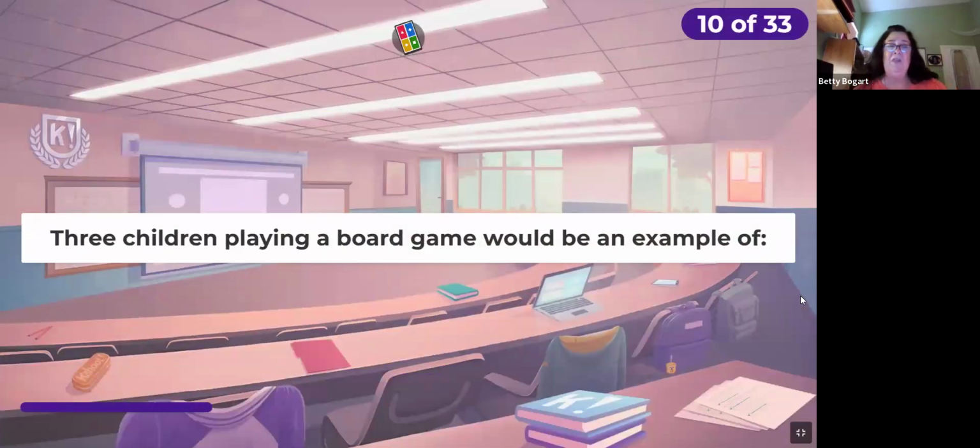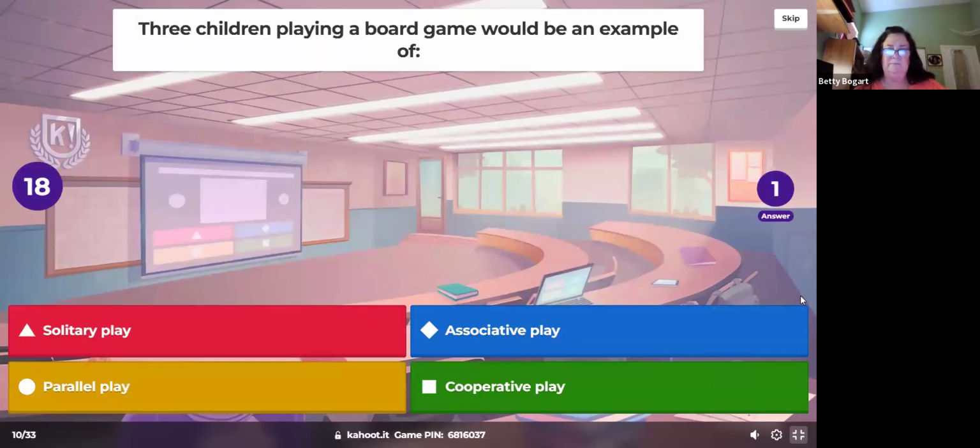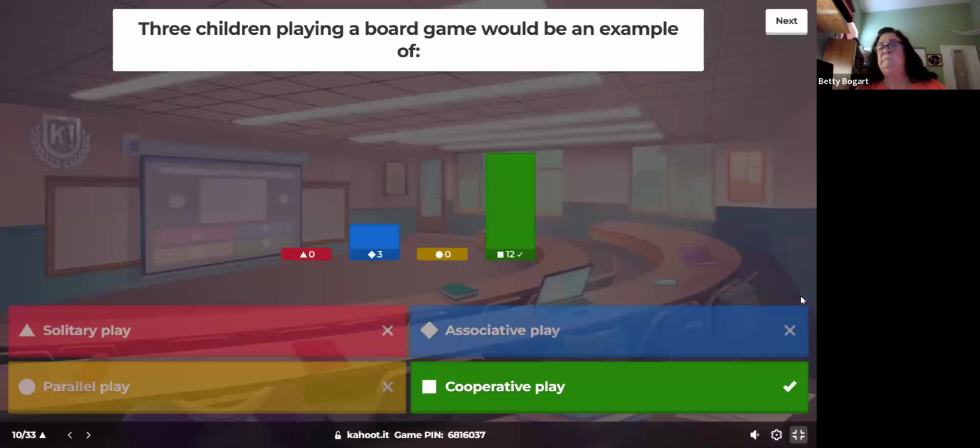Trust me. 3 children playing a board game would be an example of what type of play? They're playing checkers. I win. And that is cooperative play. When there's a goal, there's something that somebody wins the game or a goal has been met, that's cooperative play. Associative play is they just associate together and they all play and there's no goal.